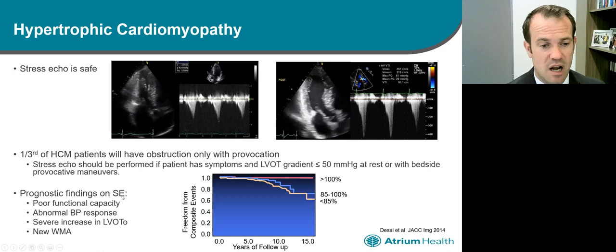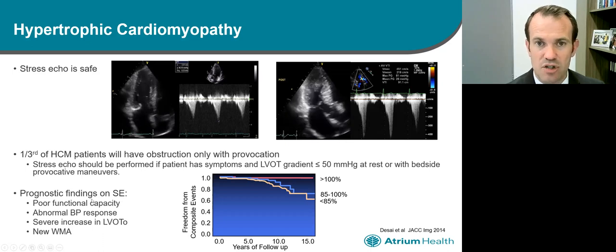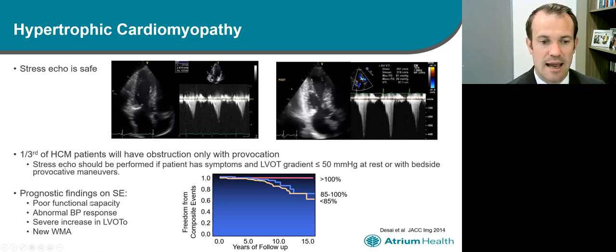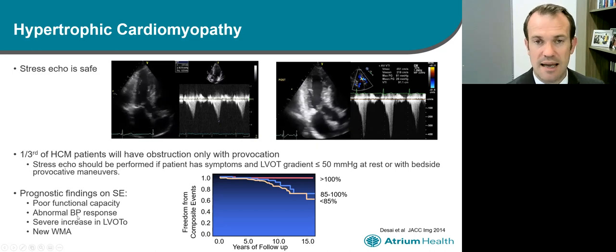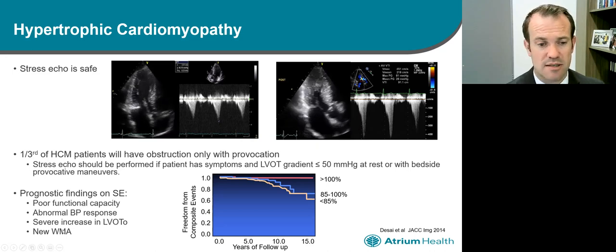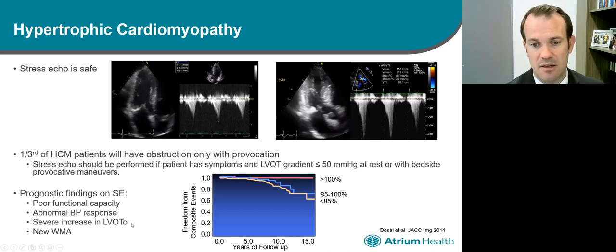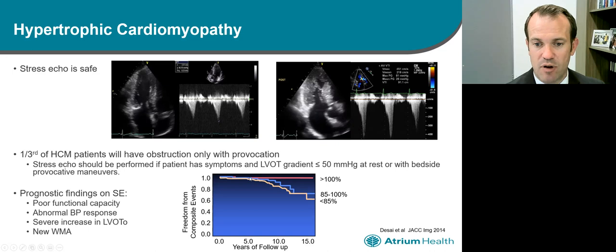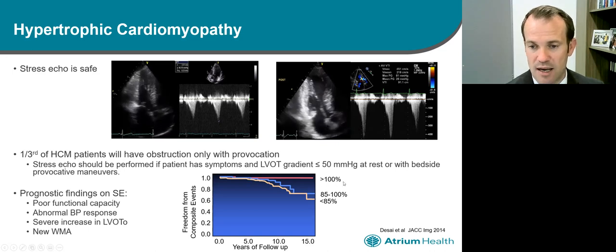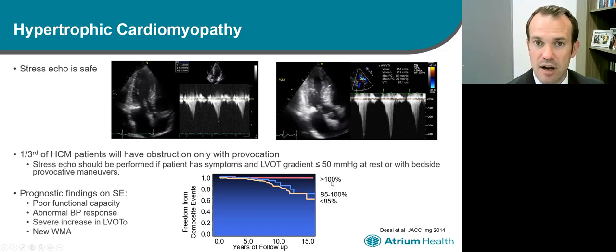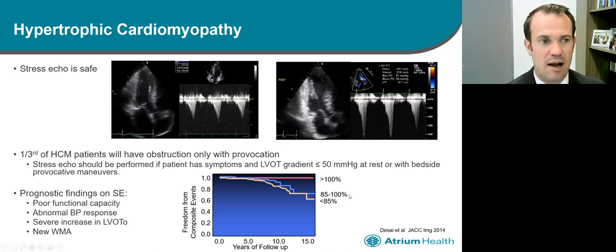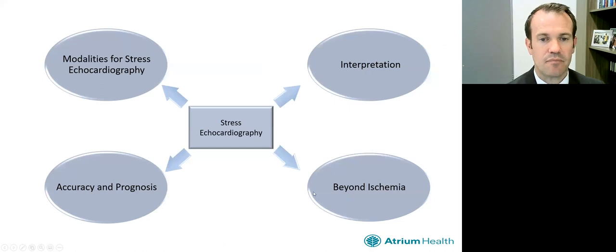Stress echoes give us a lot of prognostic information for patients with hypertrophic cardiomyopathy. If they have poor functional capacity, an abnormal blood pressure response to stress, severe increase in LVOT obstruction, or new wall motion abnormality. But once again, if we see patients with HCM who've got greater than 100% of their predicted functional capacity, their outcomes are excellent.